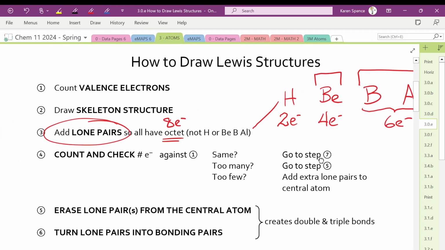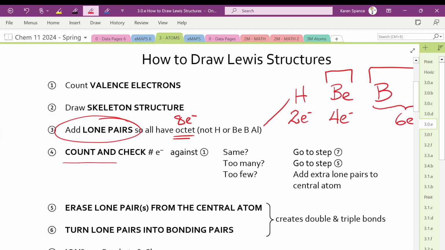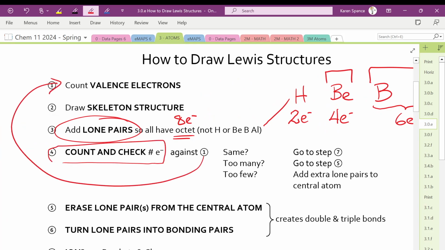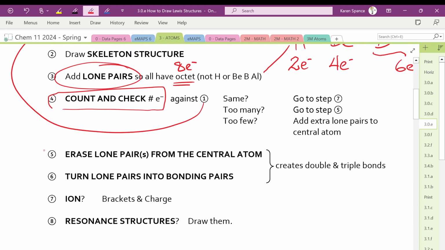All right, back to this one here. Now, all we did this time was we counted and checked, and we see, do we have the same number of electrons as we counted up in step 1? If we have the same, then we get to skip steps 5 and 6, and we go straight to step 7. And if it's an ion, guess what we need to do? We need to put brackets and a charge. And then resonance structures may or may not be involved. We'll see where we get to, okay? All right, so we'll worry about that later.